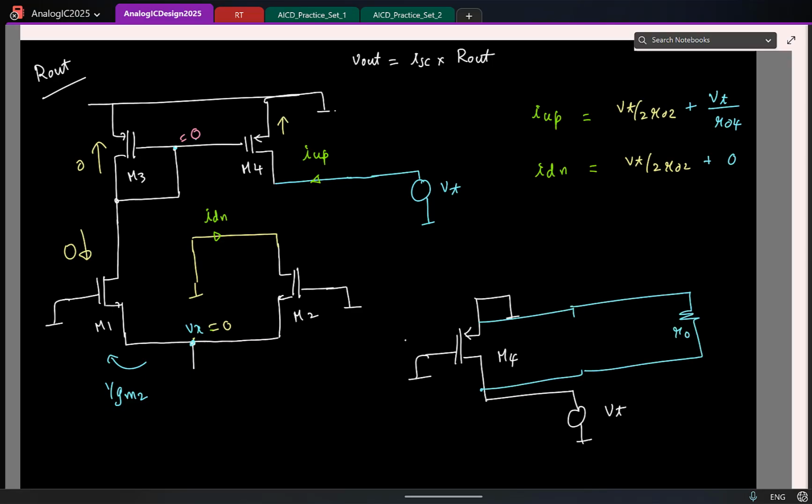Okay, so now I found the total up and down currents. So what is my total up resistance now? Here I have the total up current. So from this, can you tell me what is the total up resistance?